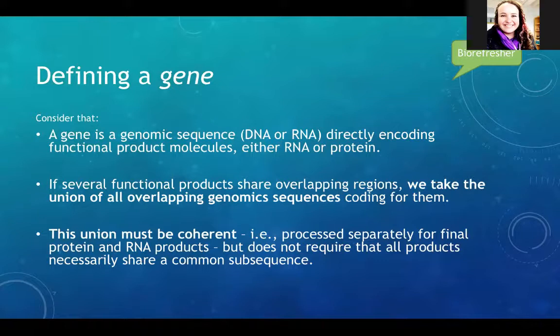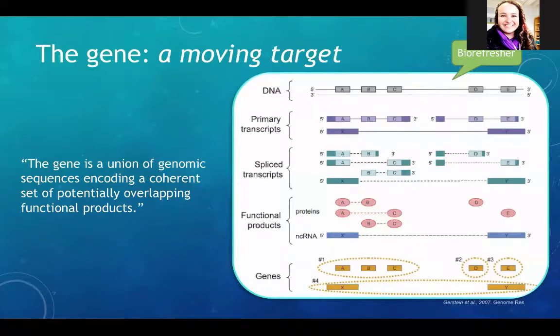This sounds very gibberishy if I just give you the rules this way, so the best way to interpret this is probably an image. So we define a gene as the union of those genomic sequences encoding a coherent set of potentially overlapping functional products. Then at the very top, the DNA as it lies on the chromosome, we have delimited all of these 5 elements, A, B, C, D, and E. The primary transcripts that we obtain from those 5 elements can be something like the ones depicted in purple at the top. One primary transcript that includes elements A, B, and C, and another one that includes D and E.